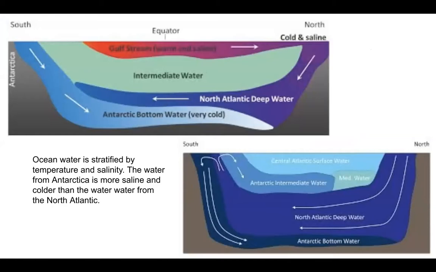And then in the intermediate part, it's mixing. And then the Gulf, the top water from the equatorial zones, is very warm. So it stratifies. So the hot water at the top, and then the cooler water down below, and then extremely cold and very salty water at the very bottom.